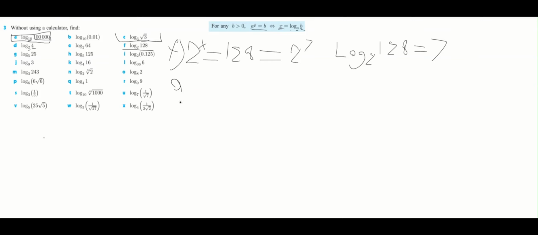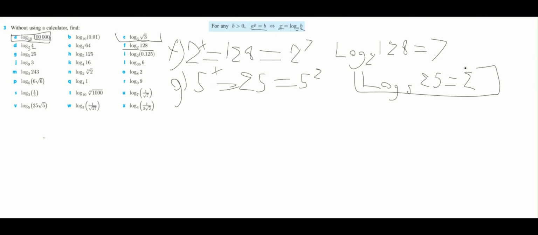So G, log base 5 of 25. A is 5, 5 to the power of x equals 25. Pretty obvious, 5 to the power of 2. So log base 5 of 25 equals 2. I should probably be boxing these to make things easier.